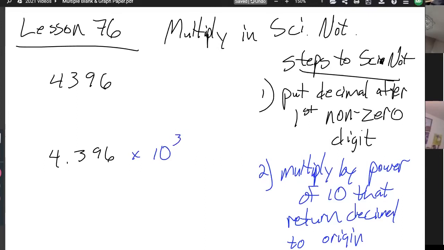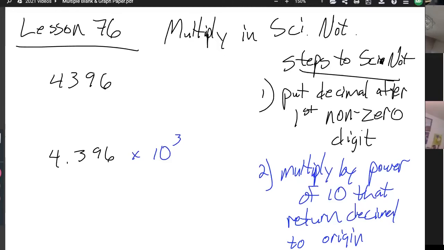Okay, so now we're going to multiply in scientific notation. This is the whole point of scientific notation, because scientific notation allows you to multiply 2 numbers that are in between 1 and 10. That's pretty doable, right? And then you can multiply the powers of 10 easily by just adding the exponents.